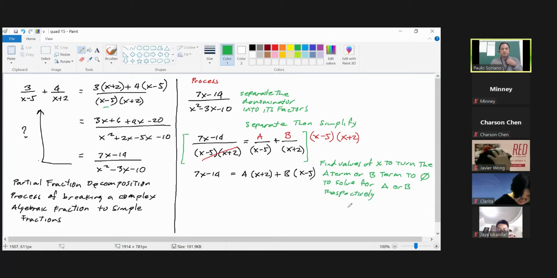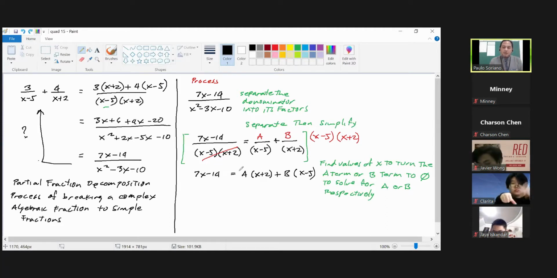What does that mean? For example, if I want to solve for b, the a term, when I say a term, it's this. That's the a term. If that is the a term, obviously the b term is going to be this. Clear? So one of them must become 0 first so that you can solve for the counterpart. According to this, we find values of x to turn any of the terms to 0.